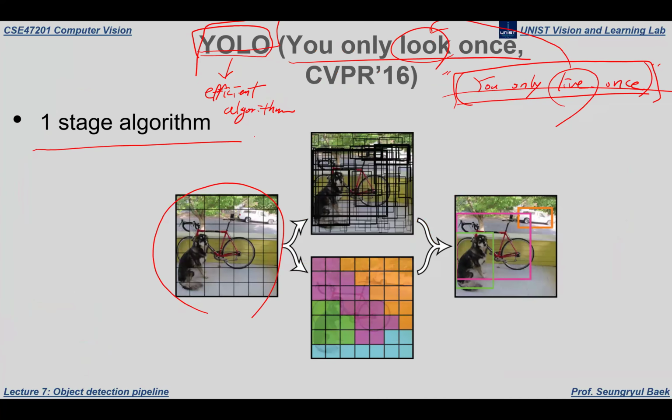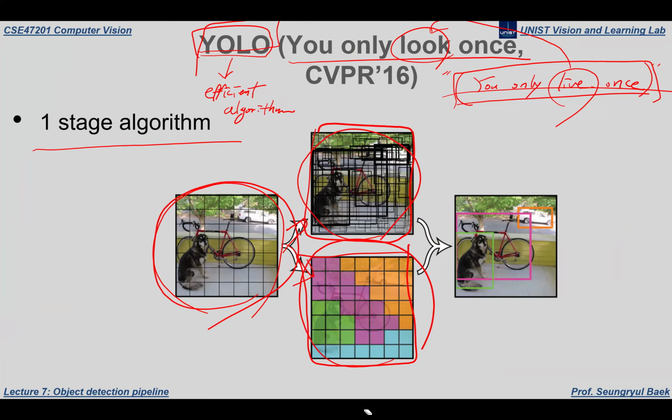But this YOLO is a one-stage algorithm. They indeed get the bounding box and class probability for each region simultaneously. So they see the entire image once, estimate these two jointly, and then filter out unnecessary regions to get the final output. In that sense, they are a very efficient algorithm. In their name, they are saying they only look once at the image, so it is indicating that they are very efficient.